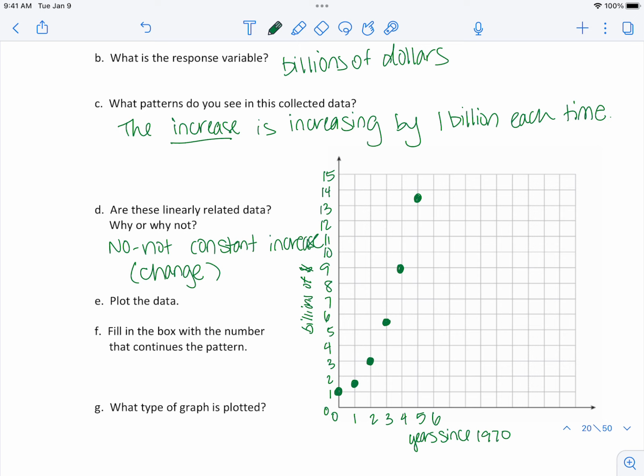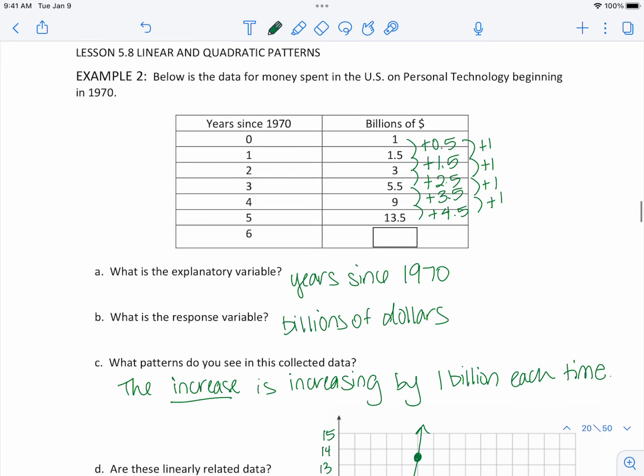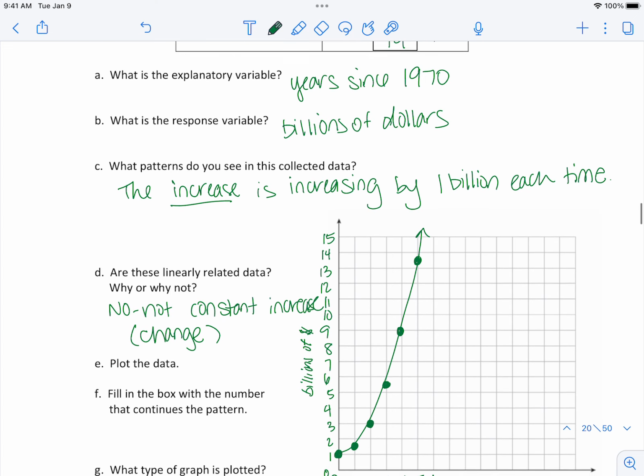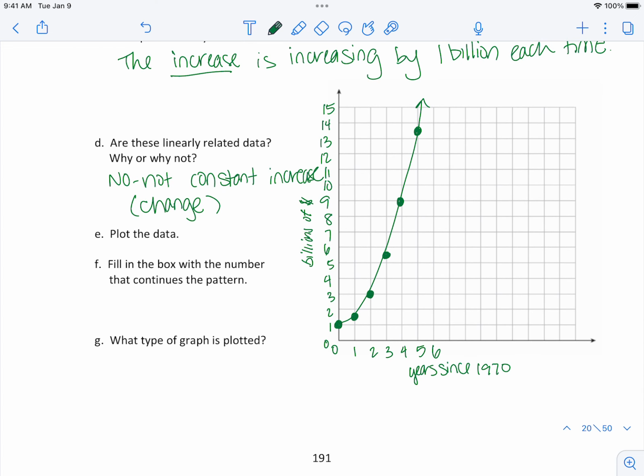All right, so we have a curve here. And then it says fill in the box with the number that continues the pattern. So if we're going to increase by 1 again, this is going to be an increase of 5.5. So that last value is going to be 19 to finish the pattern. And then it asks what type of graph is plotted, and this is a quadratic. In this case, we have just the right half of our parabola.